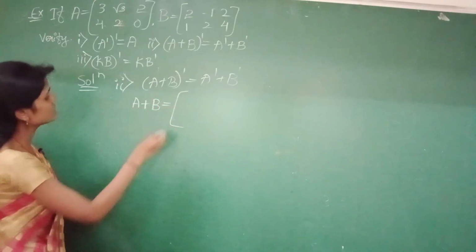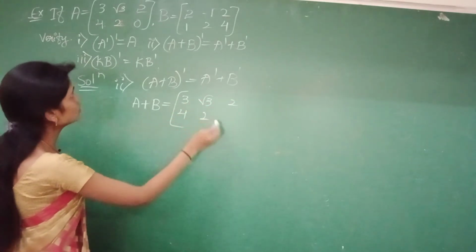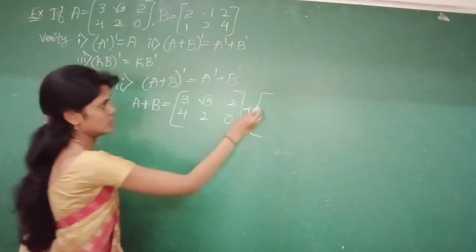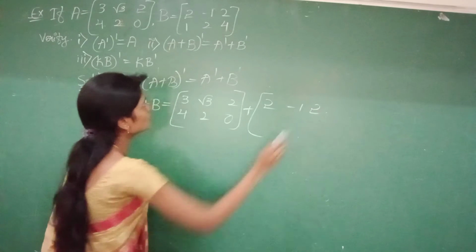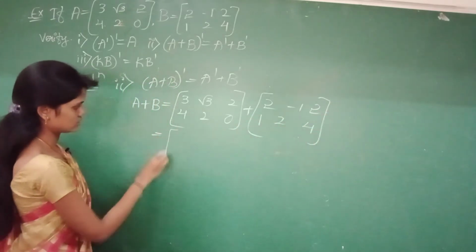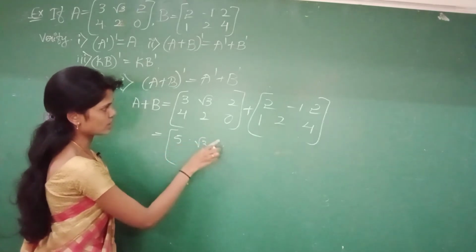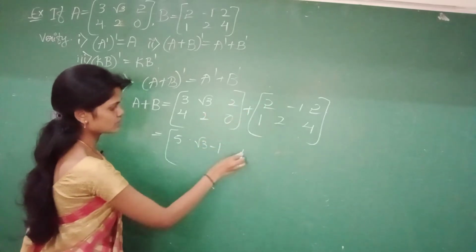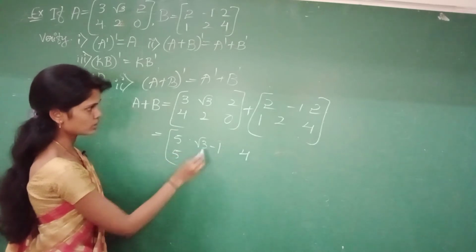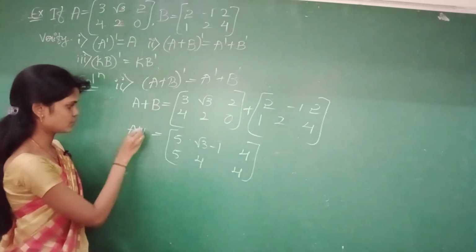So A + B is [3 root 3 2; 4 2 0] plus, what is B? It is [2 -1 2; 1 2 4]. Adding these two matrices, 3 plus 2 is 5, root 3 minus 1, 2 plus 2 is 4, 4 plus 1 is 5, 2 plus 2 is 4, 0 plus 4 is 4. Right? This is our A + B.